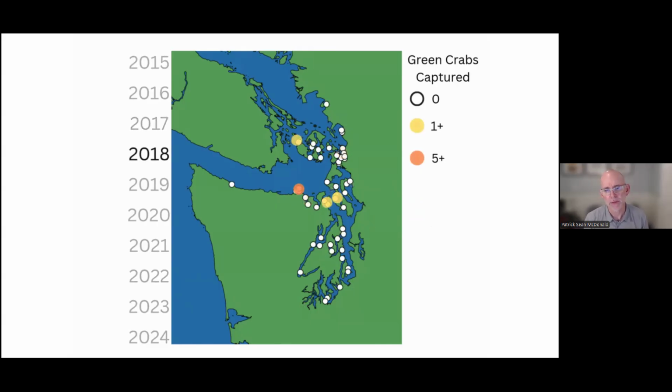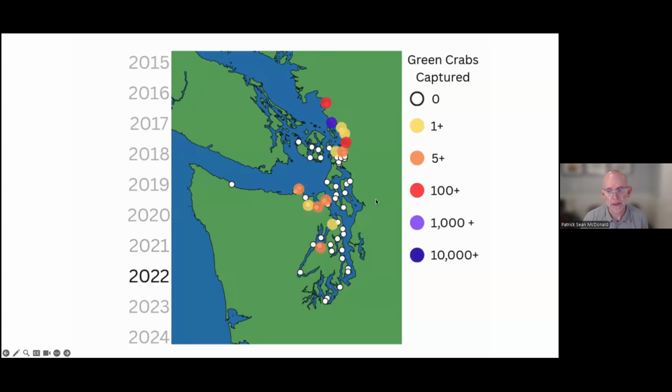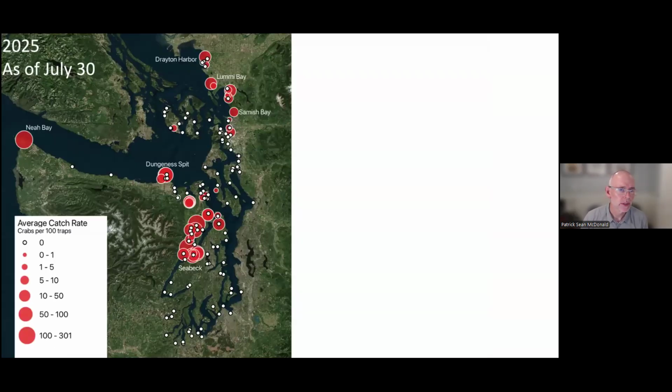captures of tens to hundreds, not thousands to hundreds of thousands in most cases. So other than that one site, the Lummi Sea Pond site, where the catch has actually gone down dramatically in recent years. Okay, so I let that play out one more time, and now I can continue on.